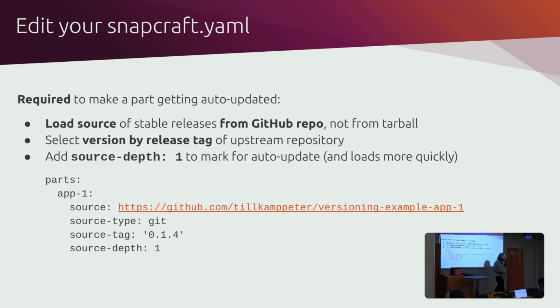One, it tells the update script, yes, this GitHub we want to update. From this source GitHub we want to update. And source depth 1 also says we want to have only the current step of the history and not download the whole history. So the whole snap build will be faster.